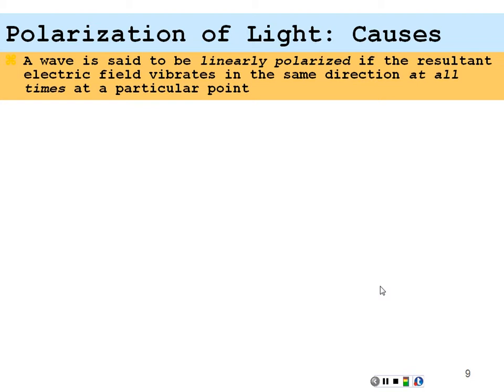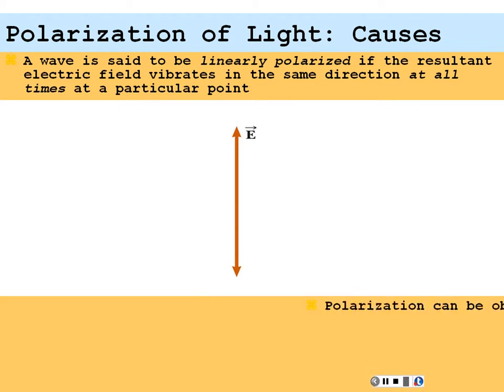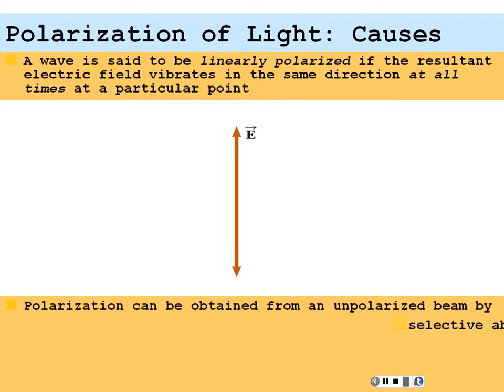A wave is said to be linearly polarized if the resultant electric field vibrates in the same direction at all times at a particular point. In other words, if it's linearly directed at all times, that would be polarized. This could happen if you had selective absorption, so a material absorbed selectively in one direction and allowed it to transmit preferentially in the other direction, giving you polarized light.